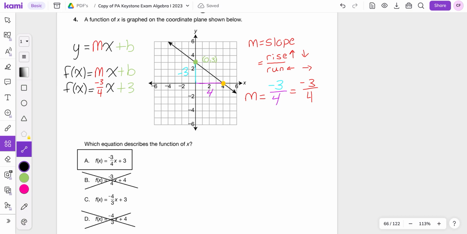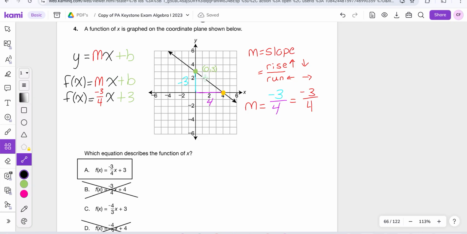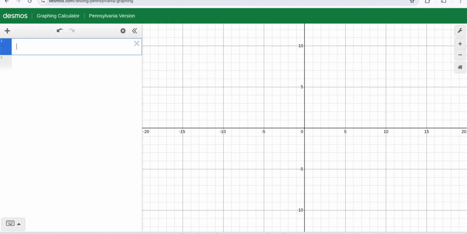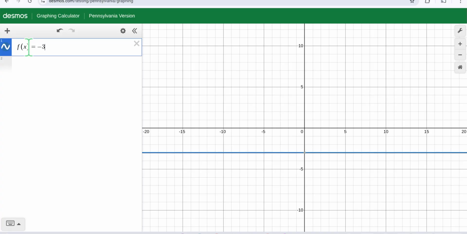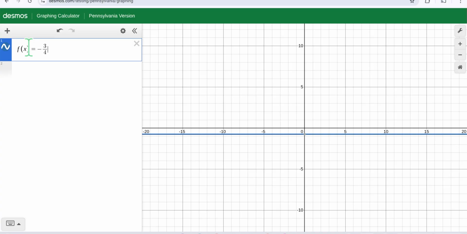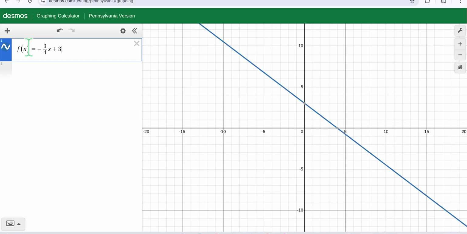Now we can double check this in Desmos, making sure it matches the graph. In Desmos here, we can type in f parenthesis x parenthesis equals negative 3 over 4, or negative 3/4 x plus 3. Notice that it is again right here at (0, 3), and it is moving with a slope of down 3 and 4 to the right.